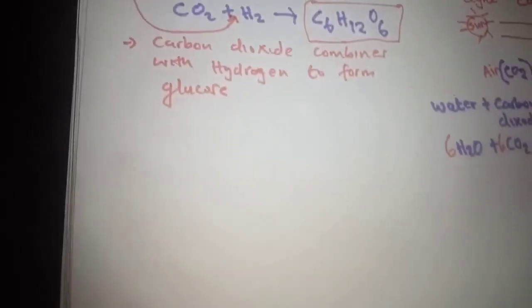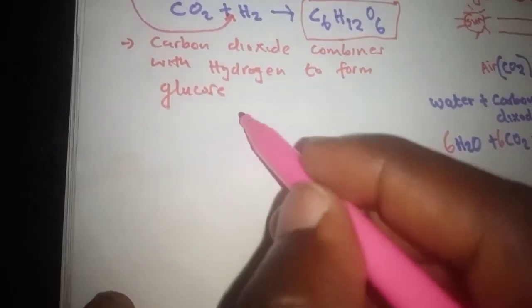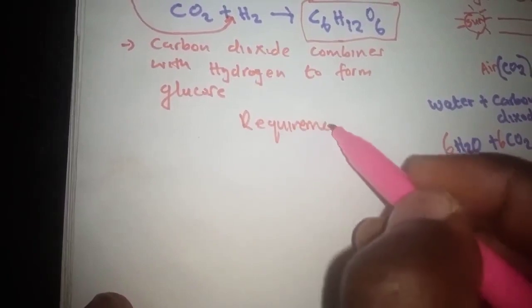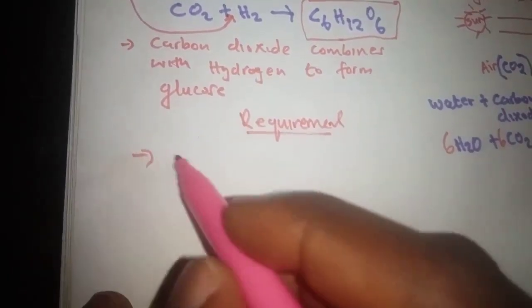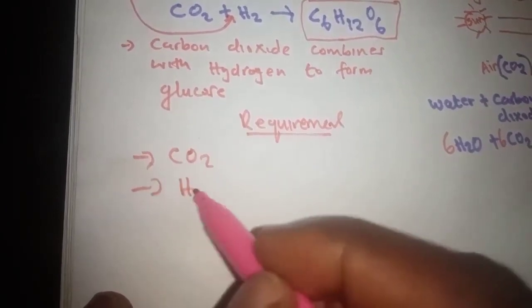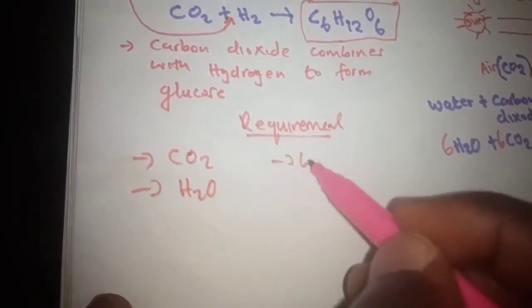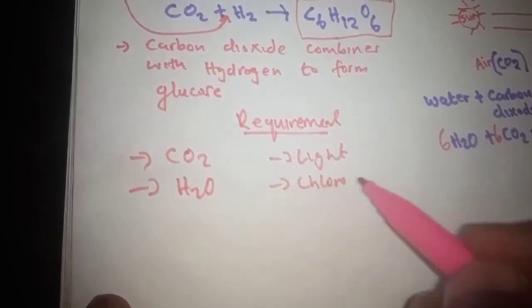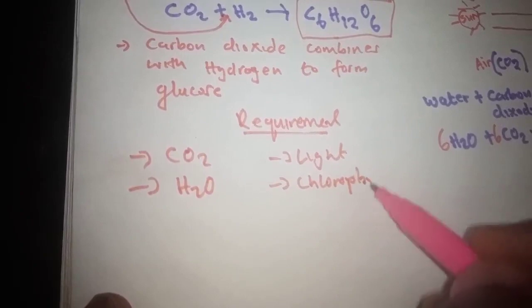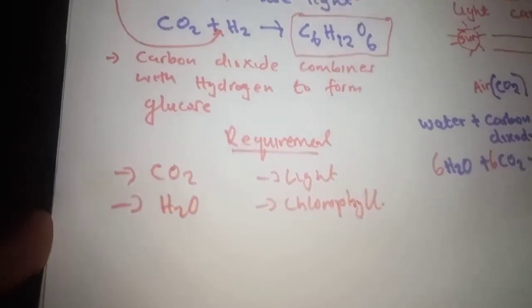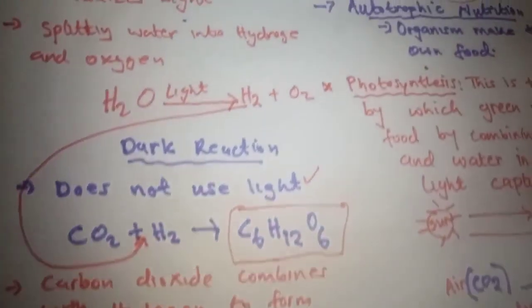So the main requirements of photosynthesis: we've said you have carbon dioxide, water, light, and what? Chlorophyll. So this is what photosynthesis actually requires for it to take place.